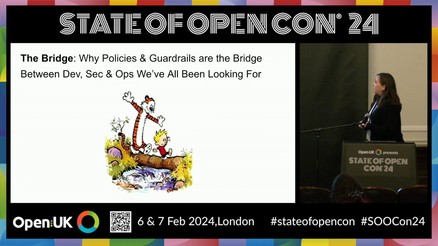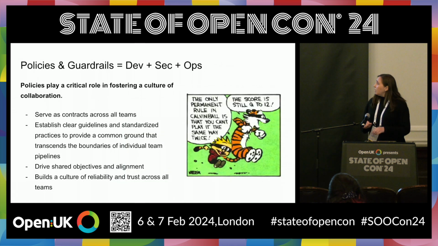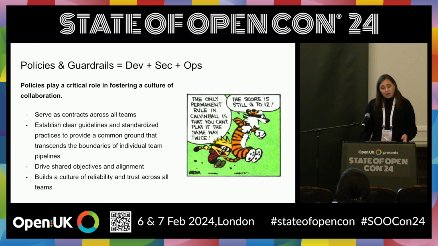So what does that mean when we're trying to build a bridge? Well, it's where policies and guardrails come in, so we'll talk about those for a minute. Policies and guardrails, can they be the bridge between DevSec and Ops? I believe they can be. All of the challenges we just described are something that everyone has in common. They're super complex because they require a lot of collaboration from people across teams.